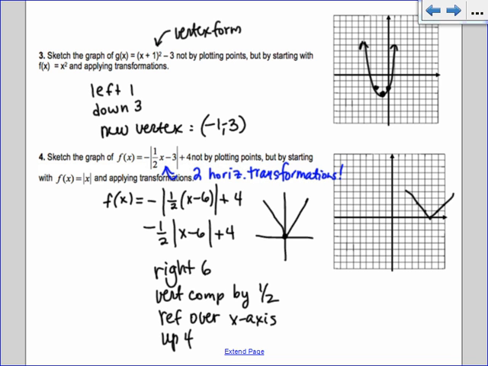All right, and then I'm going to do a vertical compression by 1/2. So really, it's kind of like 2 lines with a slope of 1 and a slope of -1. Now the slopes are going to be like 1/2 and -1/2. So we're just going to make it flatter. So it's going to be right here. See how I just flattened it out a little bit? Reflection over the x-axis. So that's going to put it here, and then up 4.